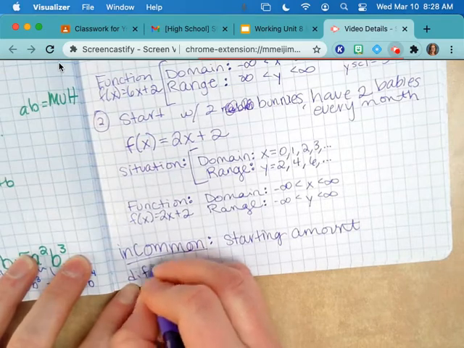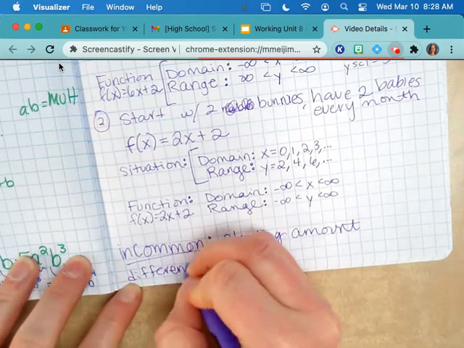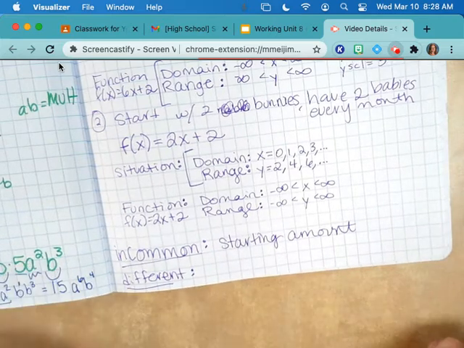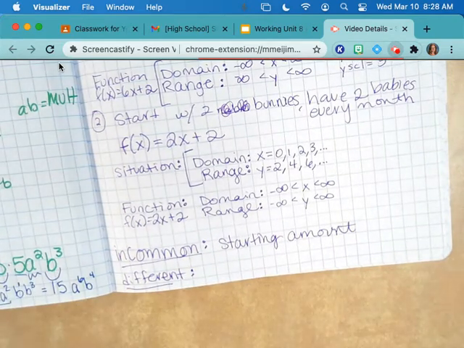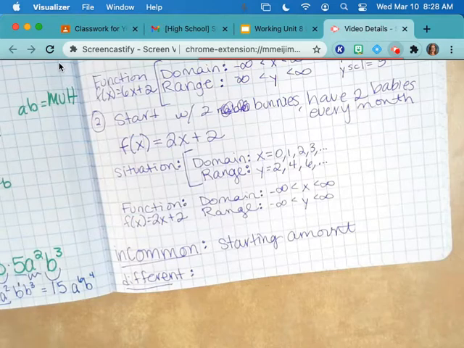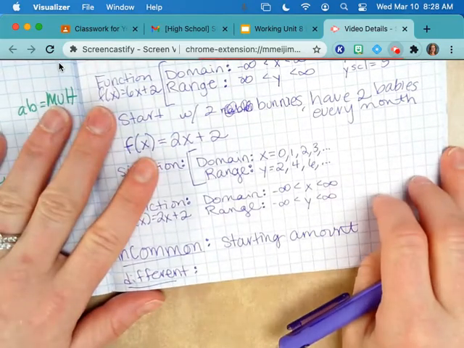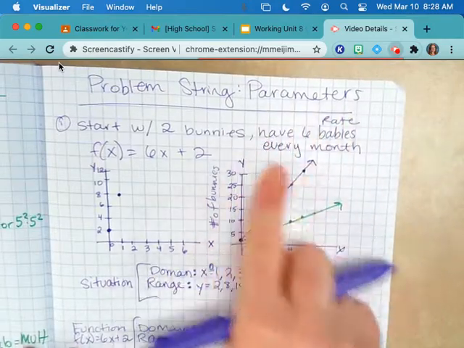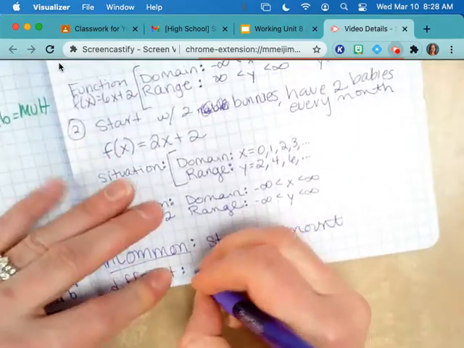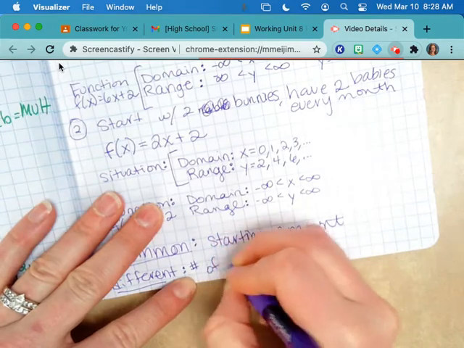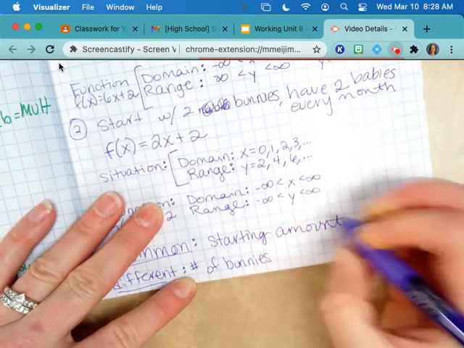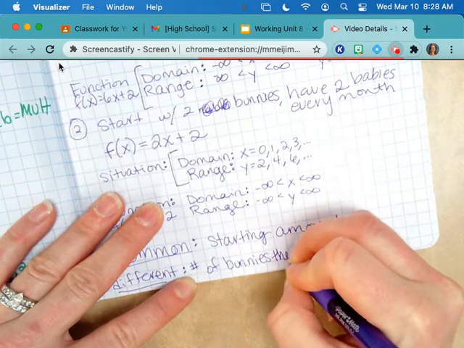And then what about different? Bree, y'all's group. What did they have that was different? Okay, so in the situation, where is that found? What is slope in the situation? What does it represent? Number of bunnies they have every month. Because that's our rate.